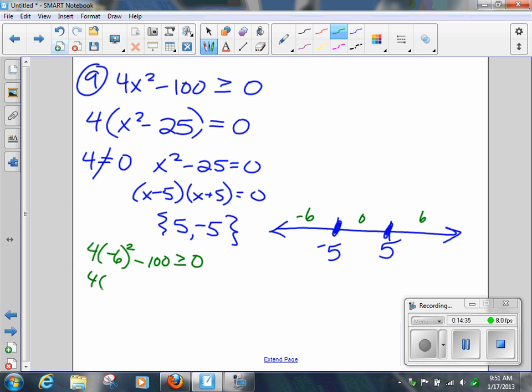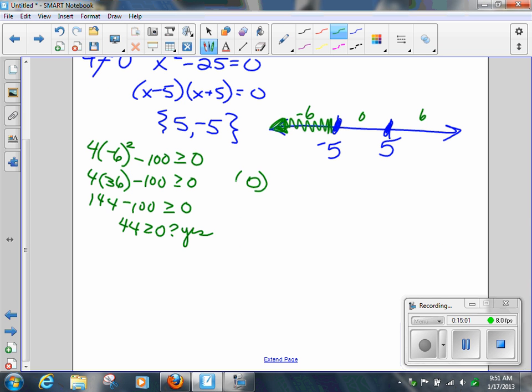Four times 36. Folks, help me out. What's 4 times 36? 144? Somebody please make sure it's right. Okay. 144 greater than or equal to 0? Yep. So we're shaded to the left, let's check the 0.